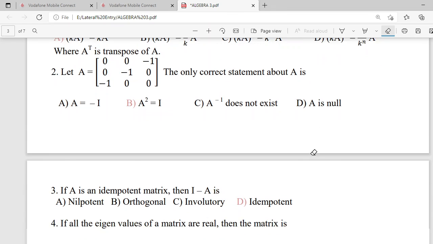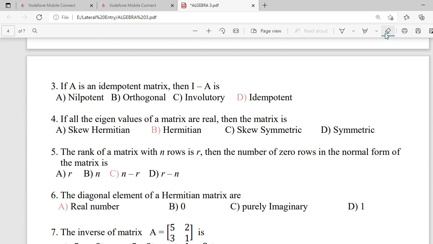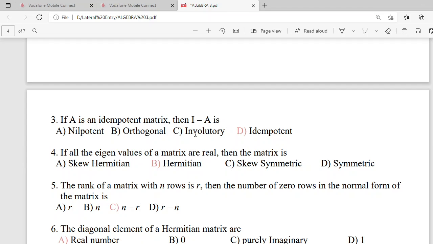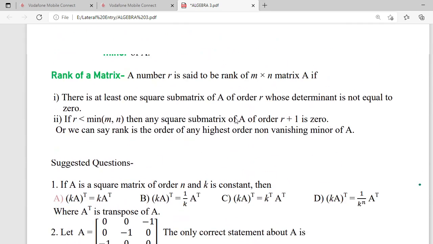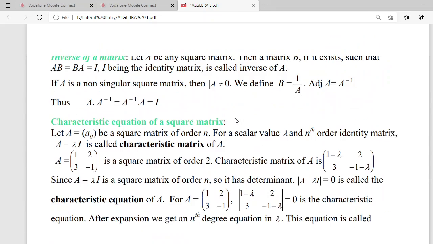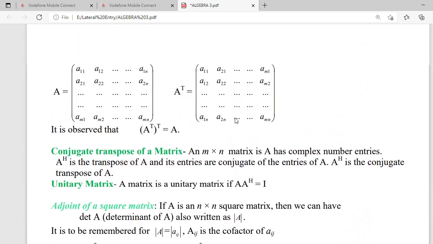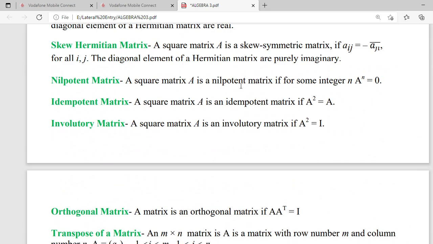So this one is next. For this I have defined these things: nilpotent, orthogonal, involutory, idempotent. I minus A is an idempotent matrix. A is an idempotent matrix means A square is equal to A. This is the definition of idempotent.